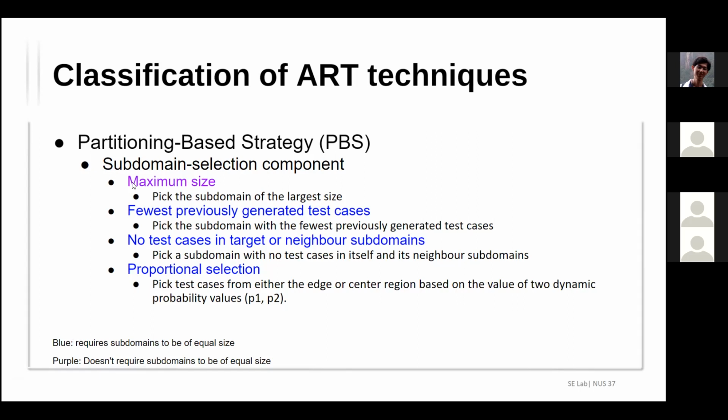You can choose the maximum size, where you pick the subdomain of the largest size. This is obviously not for static partitioning, because then you would always pick one subdomain, so this is probably for dynamic partitioning. You want to pick the largest one and pick test cases from there to ensure a more even spread. Other possible strategies involve picking based on previously generated test cases, which we talked about earlier. Maybe we can skip this one.